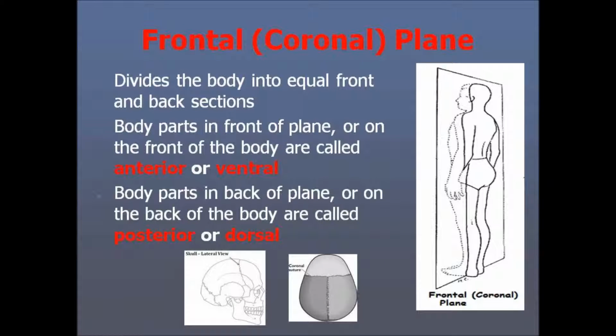The frontal or coronal plane divides the body into equal front and back sections. So those body parts in front of the plane, or on the front of the body, are called anterior or ventral, while body parts in back of the plane, or on the back of the body, are called posterior or dorsal.